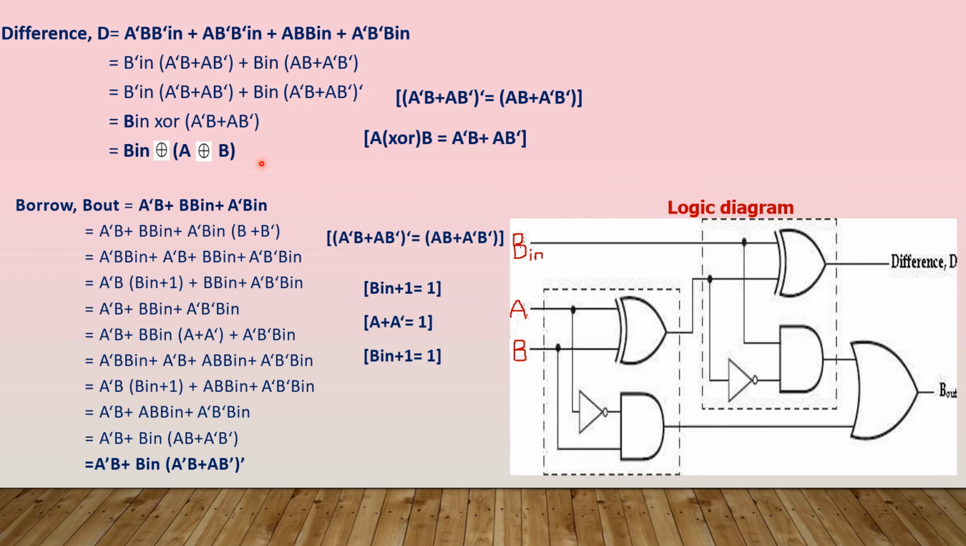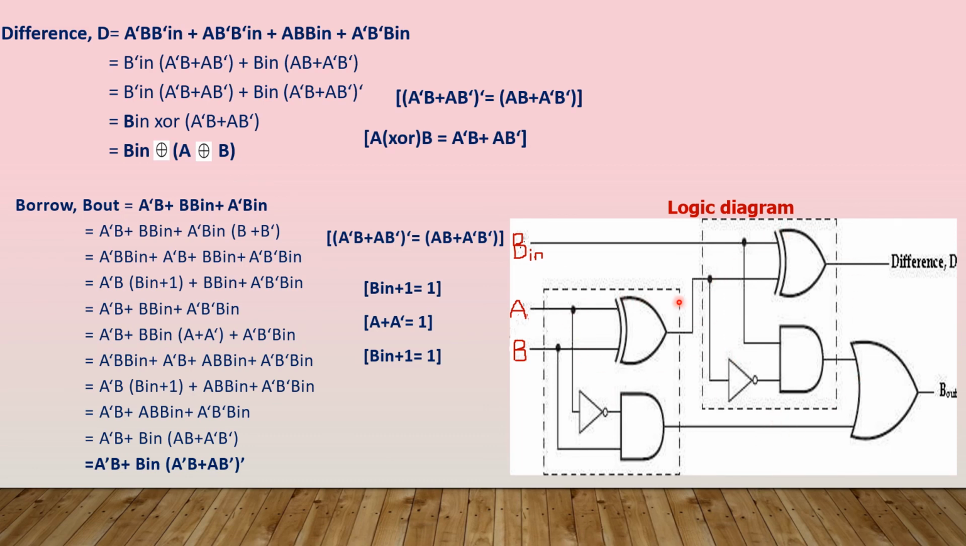So as to implement the full subtractor by using 2 half subtractors, similarly borrow out is also simplified in such a way that A bar B plus B in A bar B plus A B bar. So A bar B plus A B bar, we can write it as A XOR B, and whole complement. Or we can just write it as XNOR. That is also correct. So this is the simplified Boolean expression for borrow out, and this is the simplified Boolean expression for the difference.